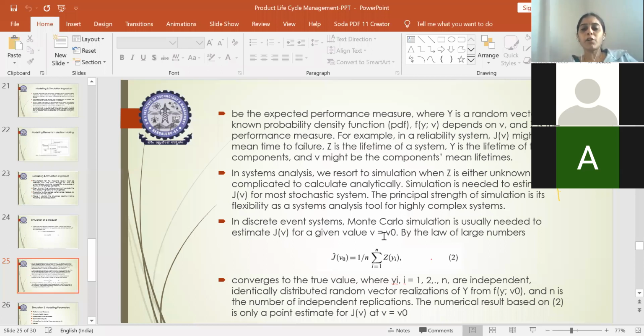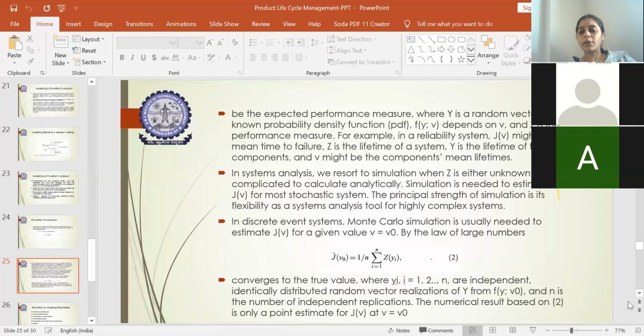V is equal to V naught here. V naught represents the law for the larger numbers, and the true values for y of I are taken as any number from 1 to n. There is no constraint that you have to restrict the integral value for y. So y will be the random vector, so y suffix I will provide you the integers 1 to n. Numerical result based on equation 2 will estimate the value of J of V at V equal to V naught.